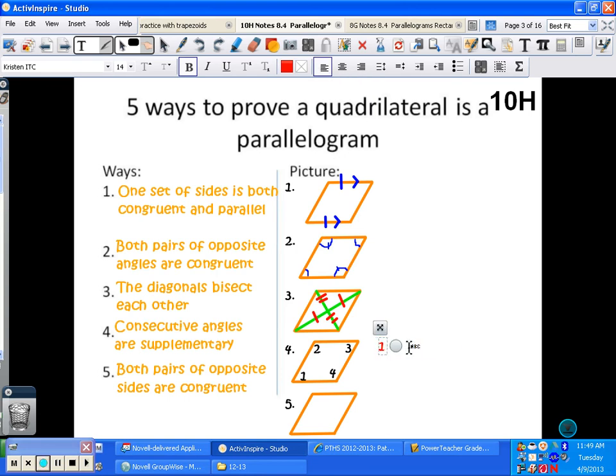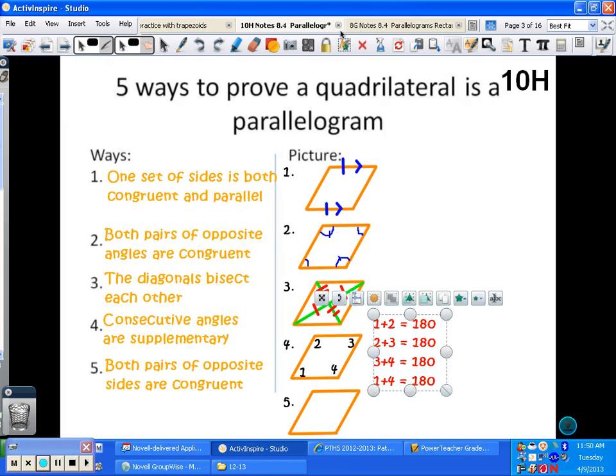So if we said that 1 plus 2 equals 180, 2 plus 3 equals 180, 3 plus 4 equals 180, and wait for it, the suspense is killing you, I know, wait for it, and 1 plus 4 equals 180. So if those things are true, then there again we would have a parallelogram.